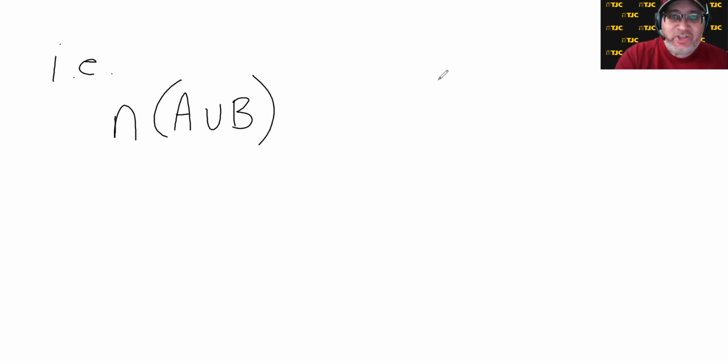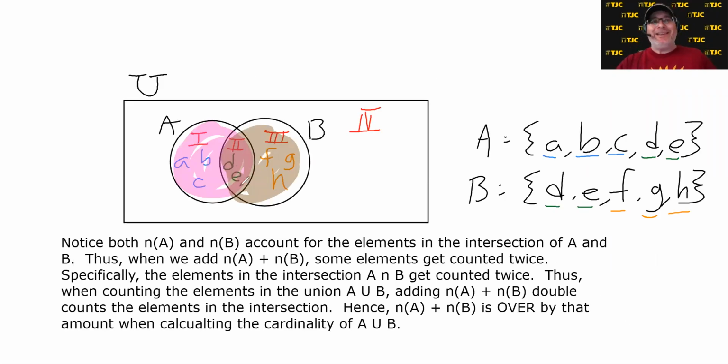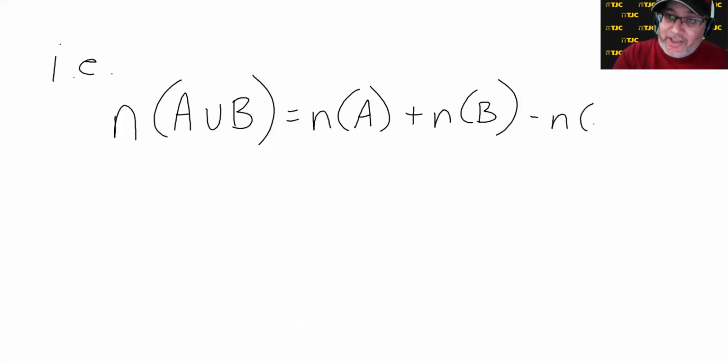So what does all that mean? In other words, it means this. If we want to calculate the cardinality of the union of two sets, we can start by adding the cardinality of the first set plus the cardinality of the second set. But the guys in the intersection in the middle, in this case, it was these two elements D and E, they get counted twice, once when we write the cardinality of A and once when we write the cardinality of B. And so since we counted them twice, we have to remove them once by subtracting the cardinality of A intersection B.